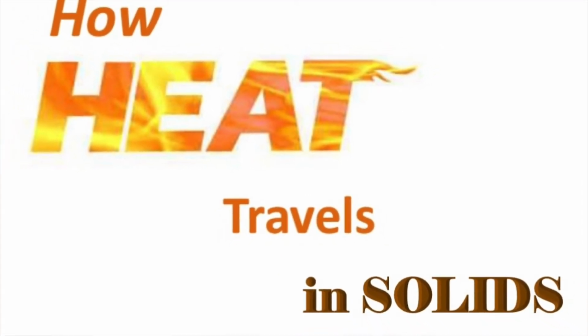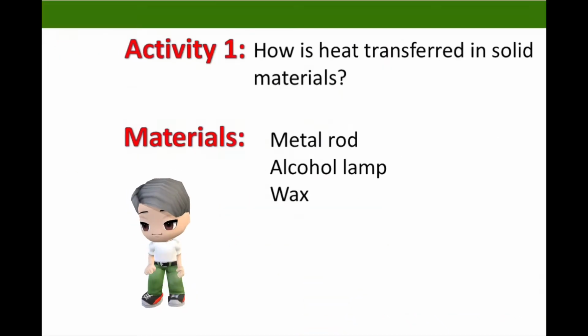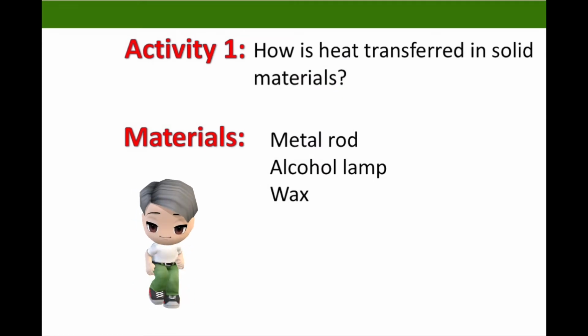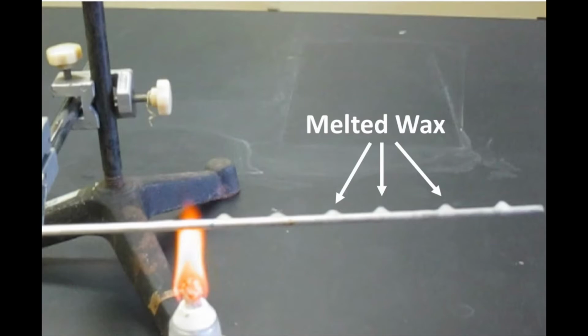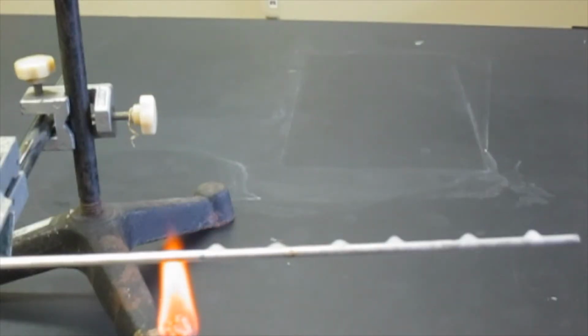For our first activity, you will observe how heat travels in solid materials. In this demonstration, you'll be needing an alcohol lamp, a metal rod, and wax. Put wax on the metal rod as shown. Heat one end of the rod and observe what happens to the wax. Now, watch this.